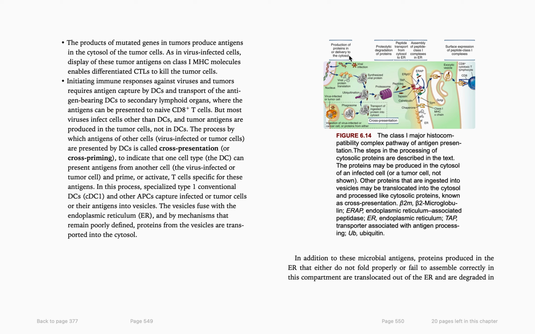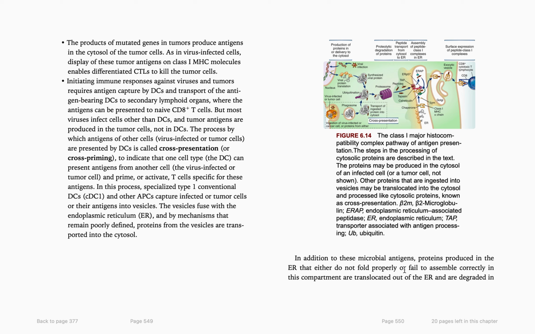This is the production of protein in or delivery to the cytosol. Then proteolytic degradation is happening. Then peptide transport from the cytosol to the endoplasmic reticulum, where they will meet the MHC class 1. Then assembly of peptide class 1 complexes in the endoplasmic reticulum. Thereafter, we see the surface expression of peptide class 1 complexes and the presentation.